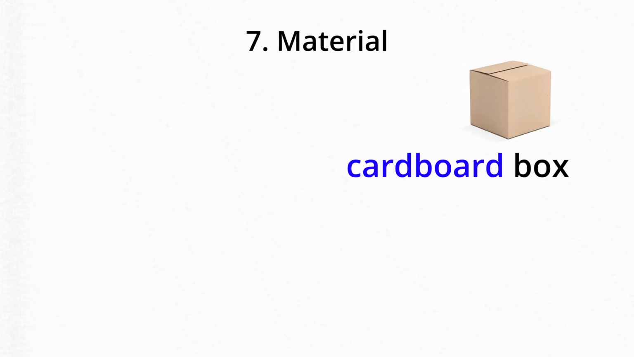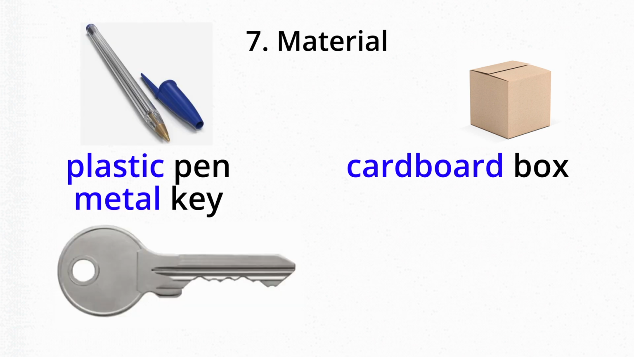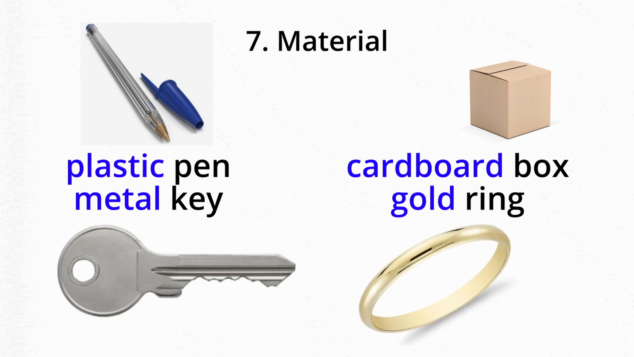Material. What is something made of? I have a cardboard box. I have a plastic pen. I have a metal key. I have a gold ring. These are materials, and those are also adjectives.